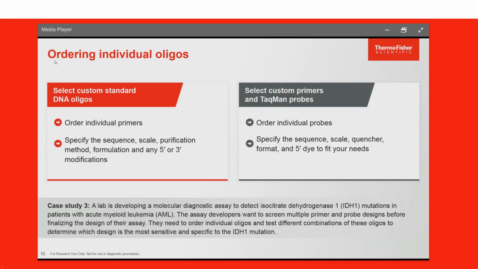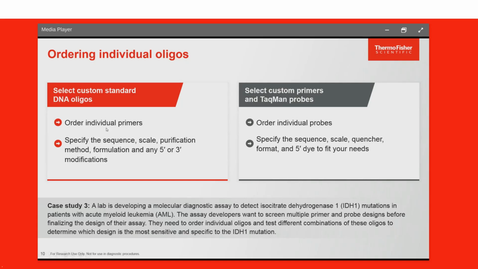In case study 3, a lab is developing a molecular diagnostic assay to detect isocitrate dehydrogenase 1, so IDH1, mutations in patients with acute myeloid leukemia. The assay developers want to screen multiple primer and probe designs before finalizing the design of their assay. They need to order individual oligos and test different combinations of these oligos to determine which combination of primers and probes is most sensitive and specific to the IDH1 mutation that they're attempting to identify.